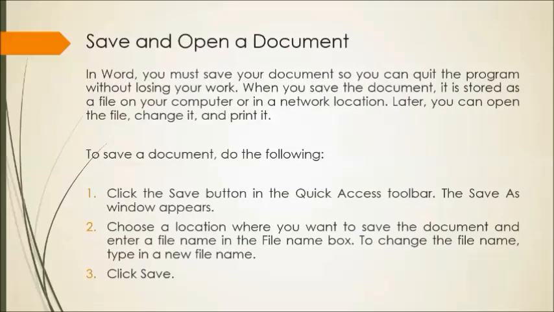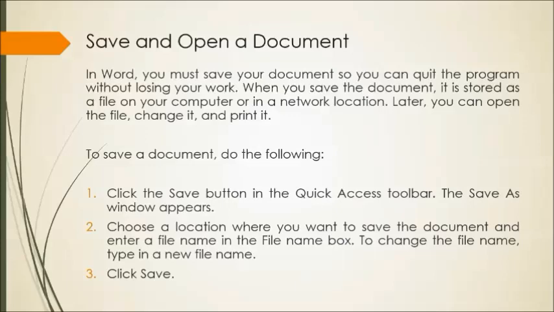So, save and open a document. In Word, you must save your document so you can quit the program without losing your work. When you save the document, it is stored as a file on your computer or in a network location. Later, you can open the file, change it, and print it.